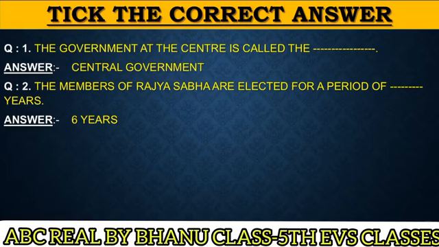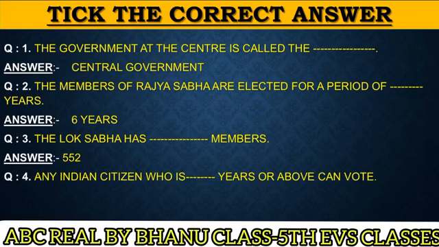Let's move on to question number 3. The Lok Sabha has dash members. Answer of this question is 552. The Lok Sabha has 552 members. Question number 4. Any Indian citizen who is dash years or above can vote. Answer of this question is any Indian citizen who is 18 years or above can vote.